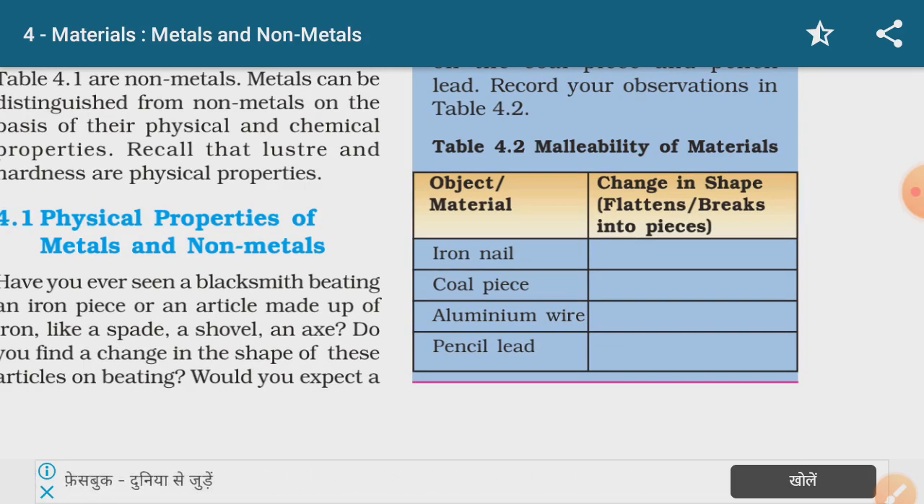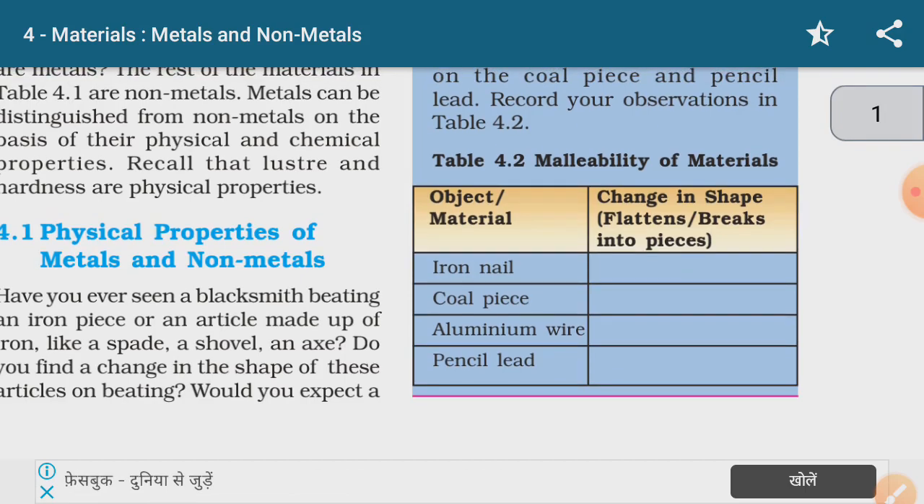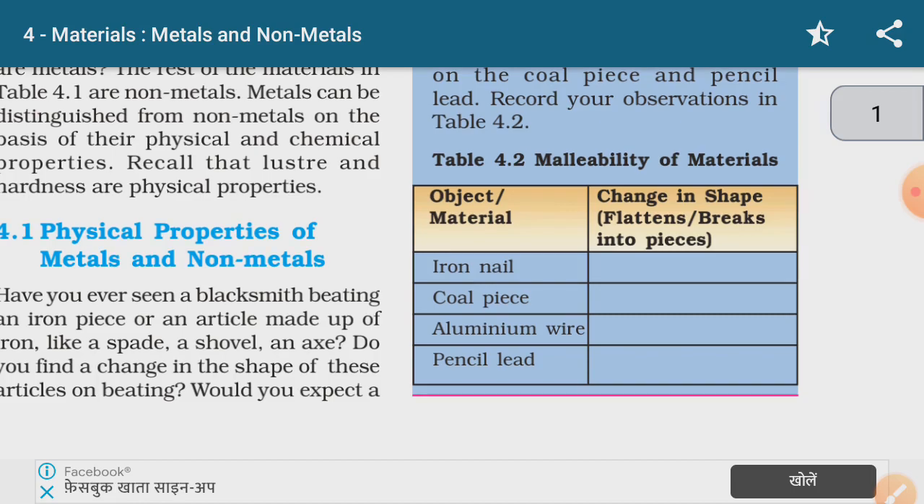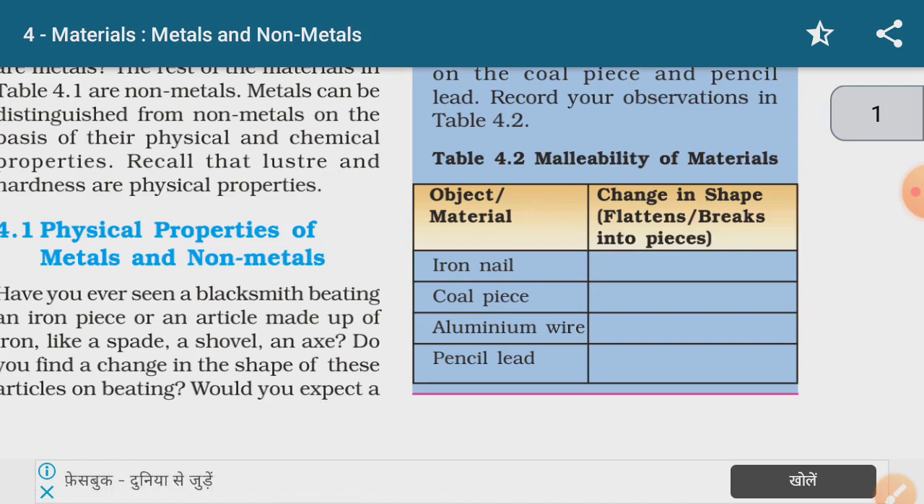Now see malleability. I told you what malleability is. Malleability is a property by virtue of which metal can be beaten into sheets. So iron, you know that iron is a metal, so on beating it with the hammer, it will flatten and it can be converted into a sheet. Then coal, a non-metal because it has carbon, will break into pieces. Aluminium again being a metal, it will flatten. Then pencil lead, again a non-metal, will break into pieces.